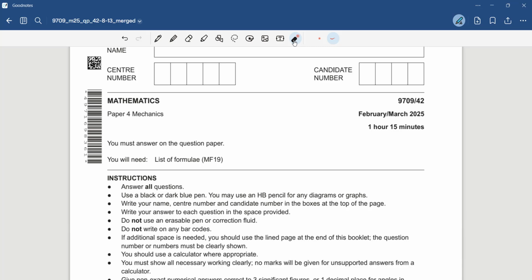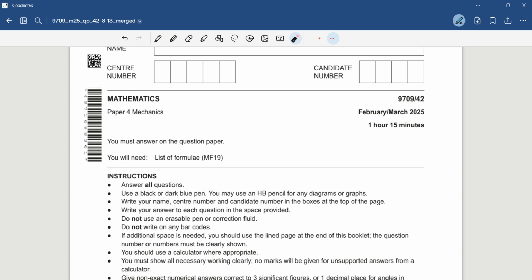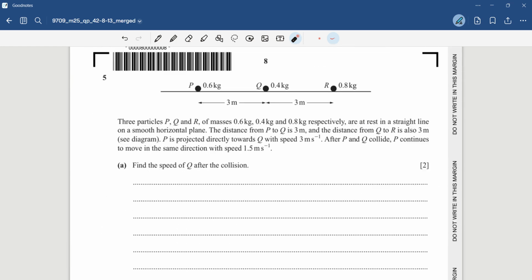So we're going to continue with the Paper 4 Mechanics, February/March 2025, question number 5 until 7. Question number 5. Three particles P, Q, and R of masses 0.6 kg, 0.4 kg, and 0.8 kg respectively are at rest in a straight line. Okay, so the initial speed of them is zero.